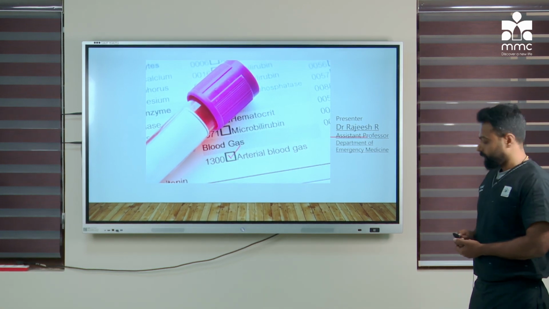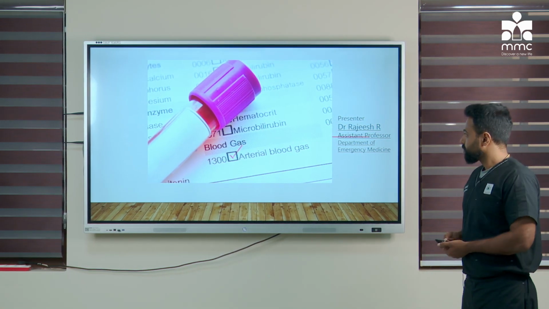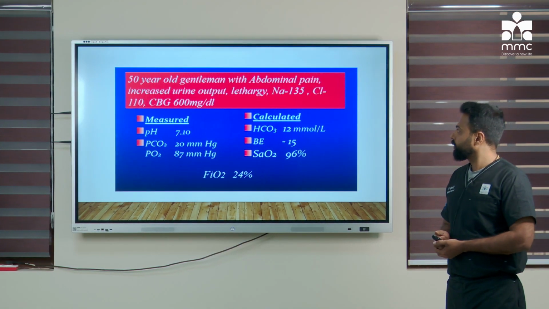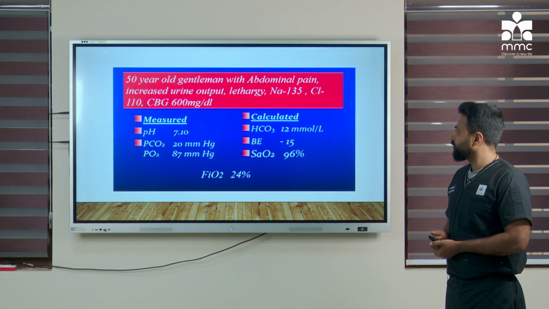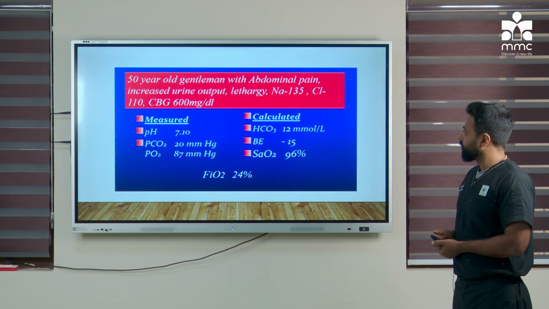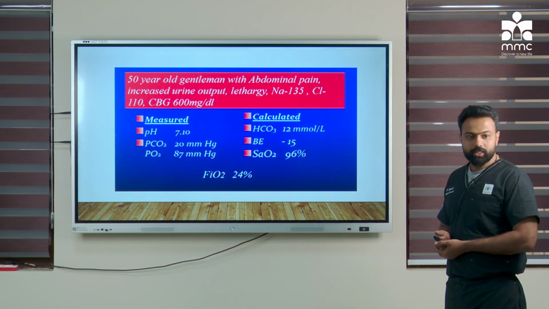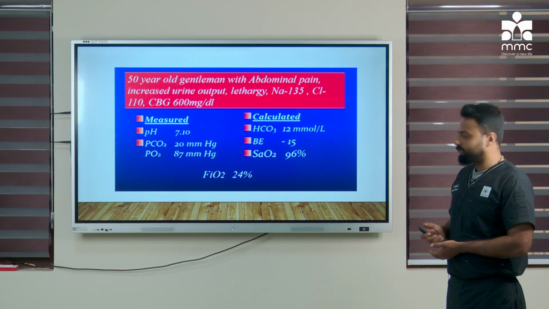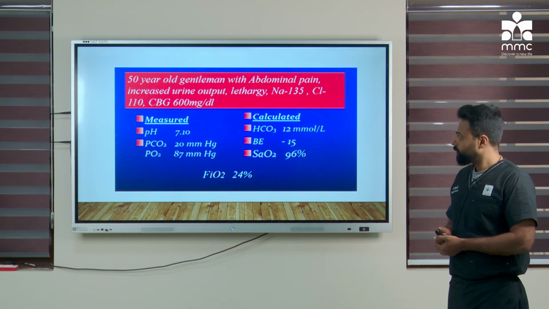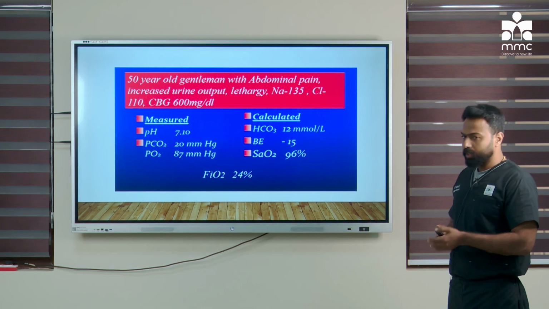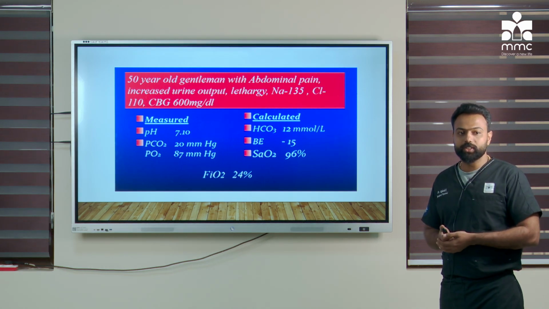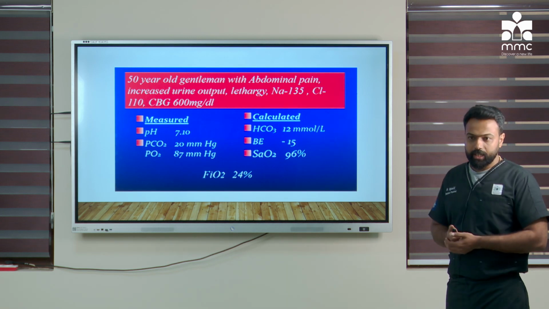Okay. So starting with one clinical scenario: a 50-year-old gentleman with abdomen pain, increased urine output, lethargy, sodium 135, chloride 110 and blood sugar 600 milligram. And the ABG values are like this, and at the bottom line there is FiO2. So as we get an ABG, it's more important to know the clinical condition of the patient. That's why I have given the clinical scenario.